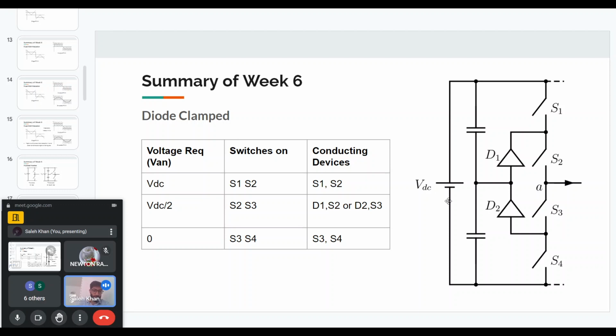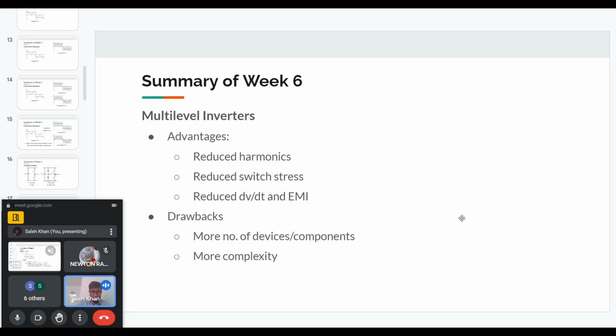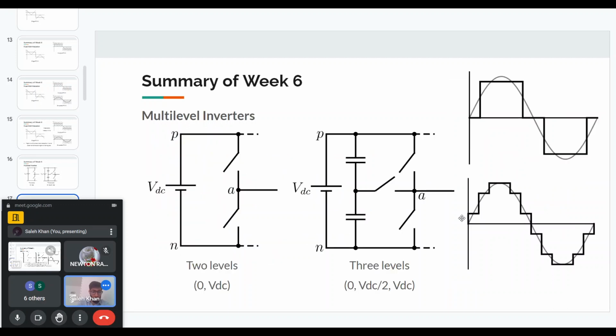Okay, so there are two options for the VDC by 2 voltage depending on the current direction. Someone is asking, in this case the output voltage is AC or DC. If you're asking about this diode clamped or even the multi-level, it depends on across which two points are you taking the voltage.